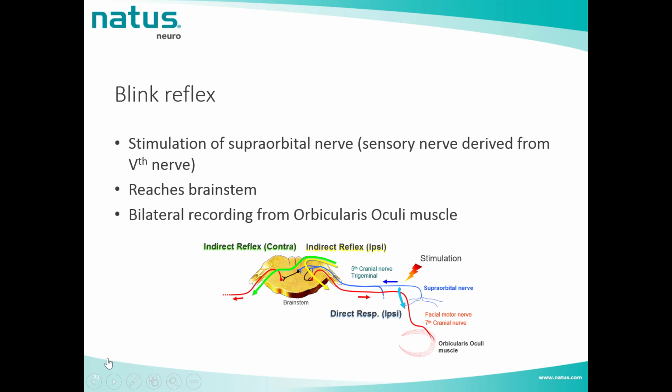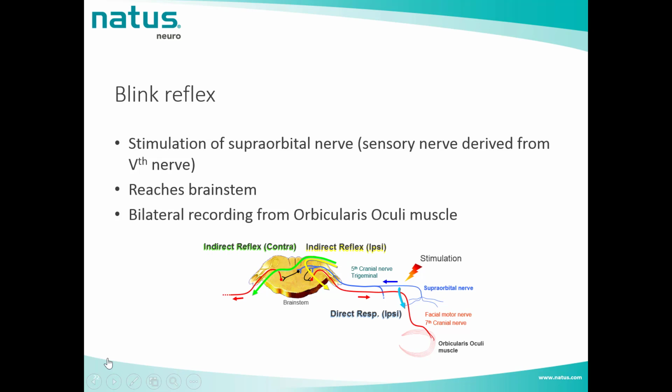In the case of the blink reflex, we do stimulate the supraorbital nerve, which is a sensory nerve that is derived from the fifth nerve. That stimulation will reach the brainstem, and through an array of connections will reach the orbicularis oculi muscles on both sides of the patient. So in this case, we have a stimulation on one side of the patient and a recording bilaterally.